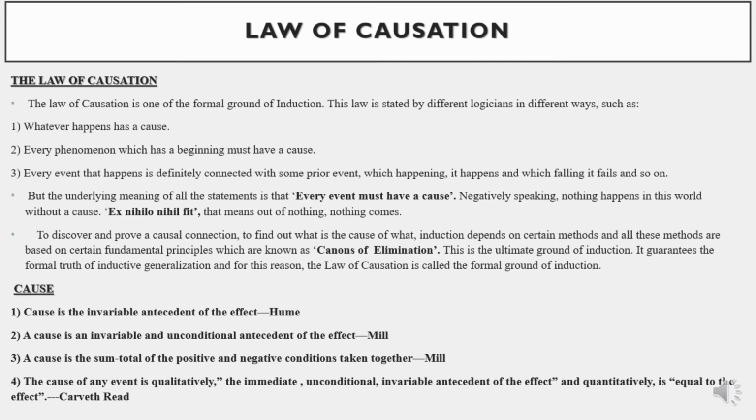This law is stated by different logicians in different ways, such as: whatever happens has a cause; every phenomenon which has a beginning must have a cause; every event that happens is definitely connected with some prior event, which happening it happens, and which failing it fails, and so on. So what is the underlying meaning of all these statements? The underlying meaning of all the statements is that every event must have a cause.